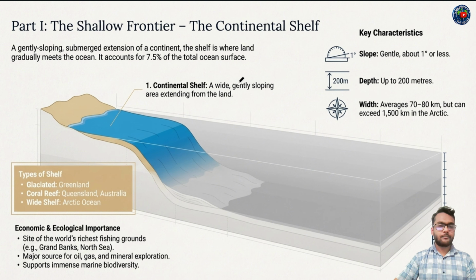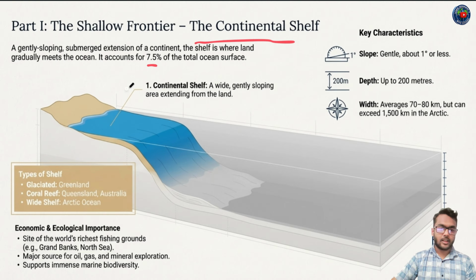Number one, continental shelf. A gently sloping submerged extension of a continent, the shelf is where land gradually meets the ocean. It accounts for 7.5% of the total ocean surface. Continental shelf, a wide, gently sloping area extending from the land. Types of shelf: glaciated, for example Greenland; coral reef, for example Queensland, Australia; wide shelf, Arctic Ocean.